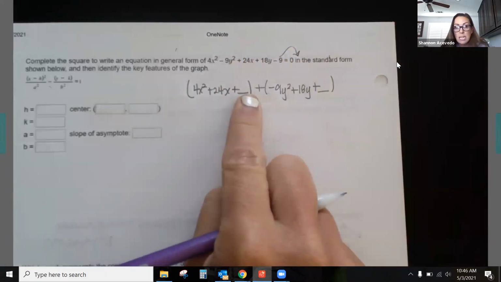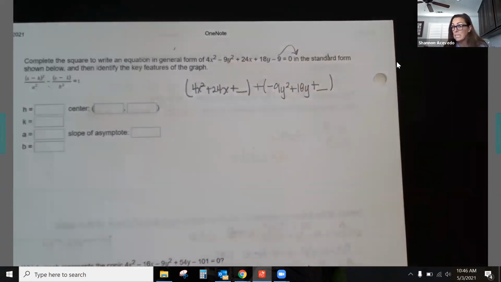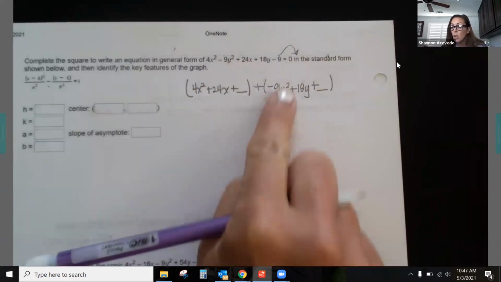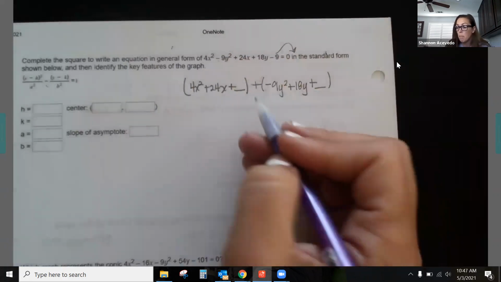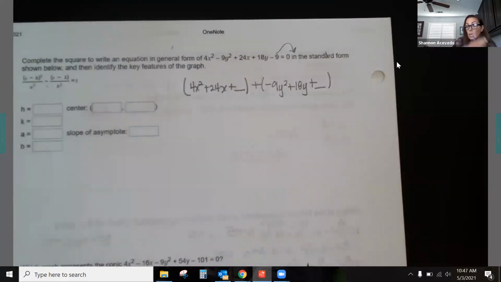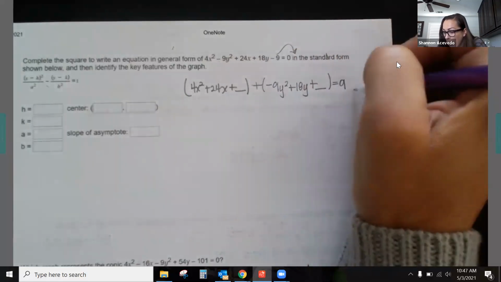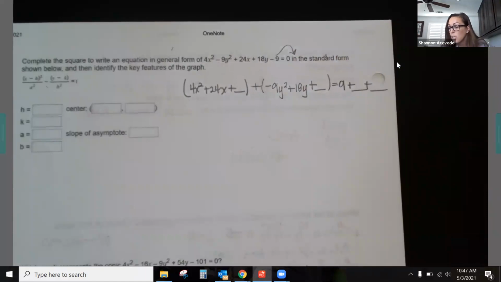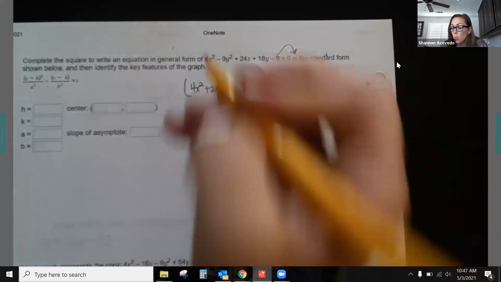Because if I wrote this as a negative here and I wrote this as a positive 9y and wrote this as positive 18y, my signs would be off. So this is the tricky part. So if I have a negative 9y squared here, write that together inside your parentheses. Don't write it as a minus here. You're going to end up factoring it out so that you make sure that you take that negative out of everything in that parenthesis. Is equal to, my 9 is going to become a positive plus my blank plus my blank.